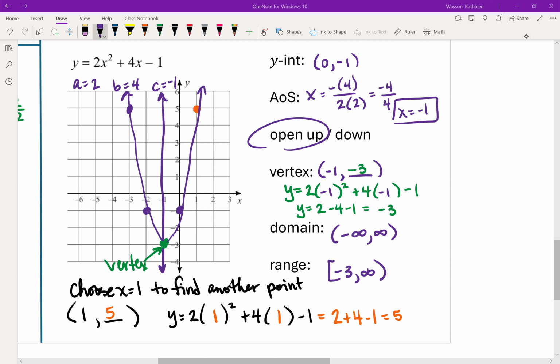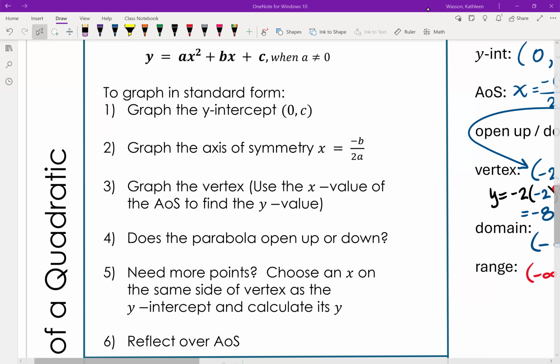Also, I want to share with you the steps in general for how to solve these. I have it printed out. So these are the things we did in order to graph a quadratic equation that's written in standard form. Then additionally, we described domain and range and interval notation.